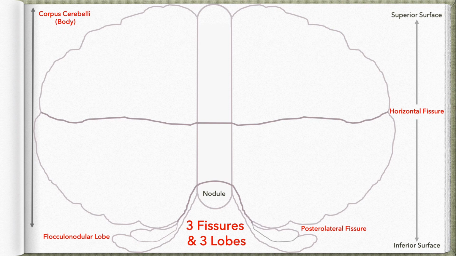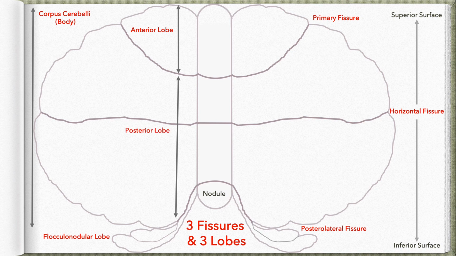Then on the superior surface we have one deep fissure known as the primary fissure. This is the first one to appear. Now this fissure will separate the corpus cerebelli into an anterior lobe and a posterior lobe. So these are the 3 fissures which all of us should know. That is the primary fissure, which is the first to appear, the horizontal fissure which separates the superior surface from the inferior surface, and the posterolateral fissure which separates the flocculonodular lobe from the rest of the corpus cerebelli.